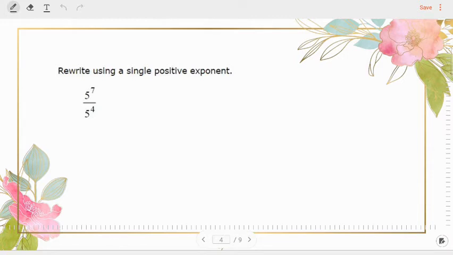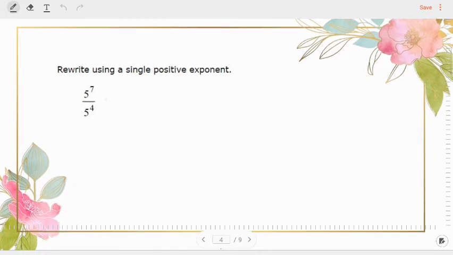All right, let's start talking about these exponents. Now remember, 5 to the 7th power is 5 times 5 times 5, 7 times. There's 1, 2, 3, 4, 5, 6, 7 fives. In my denominator, that can be represented by 5 times 5 times 5 times 5.